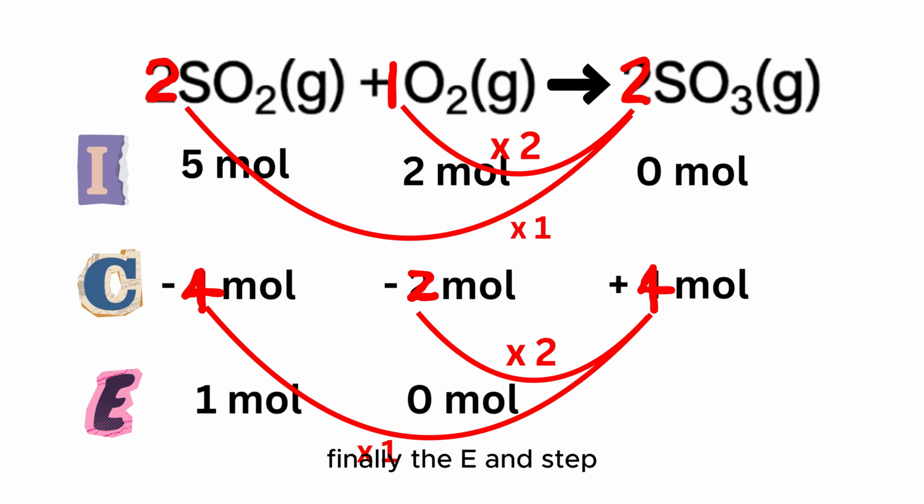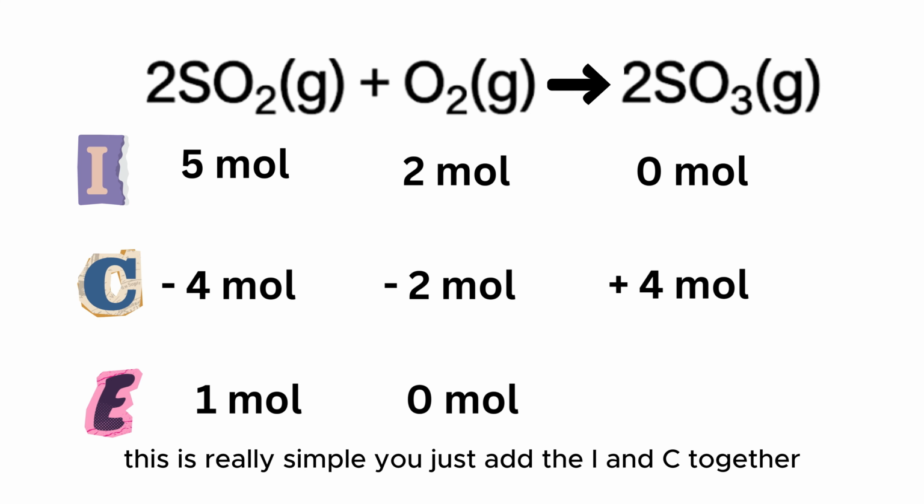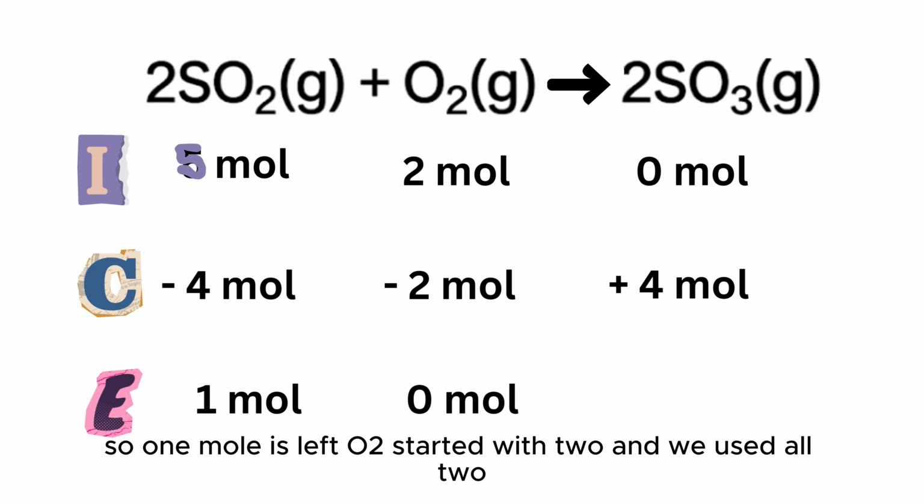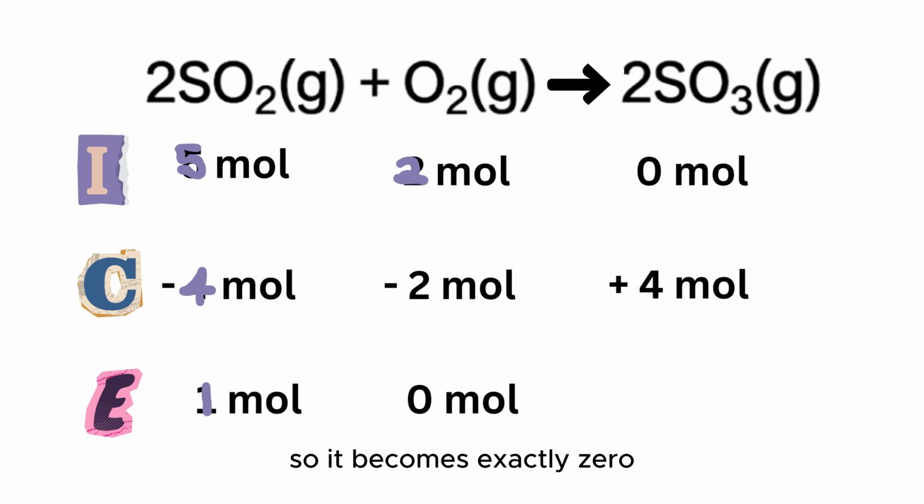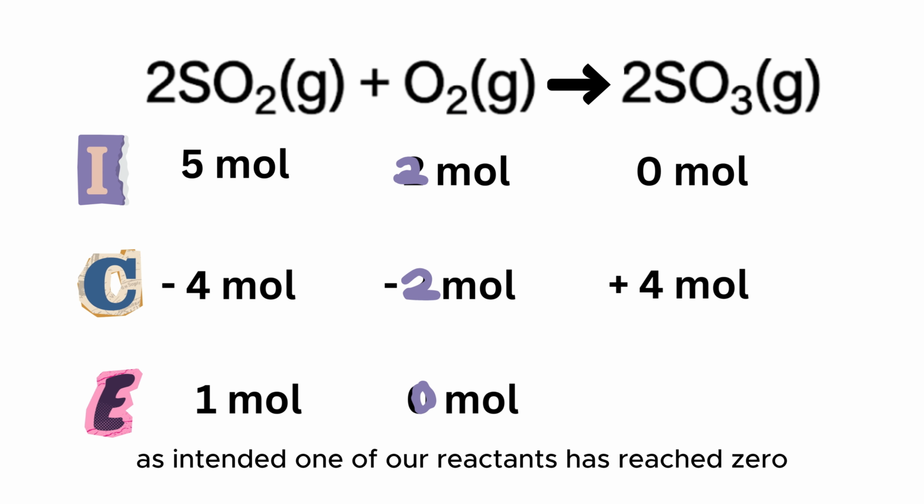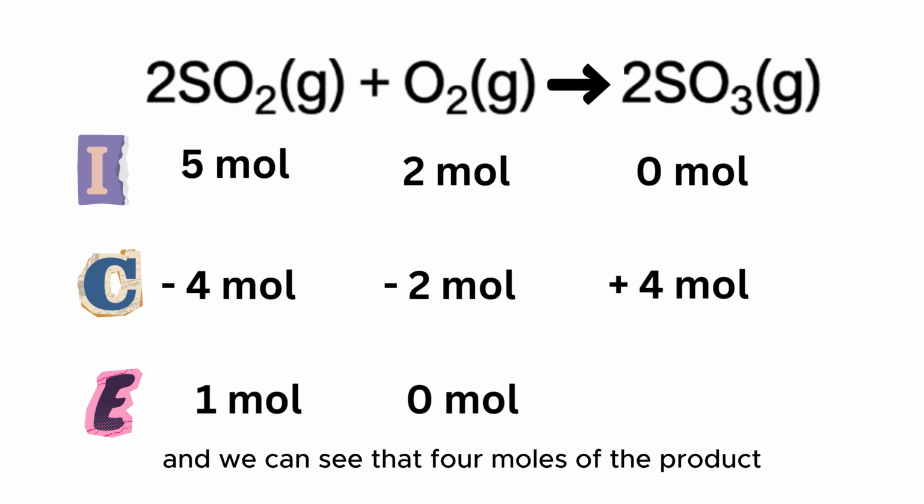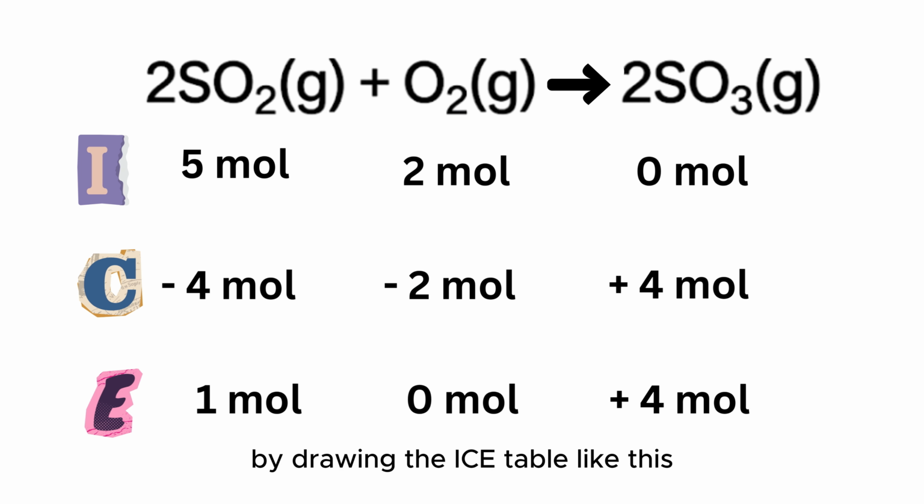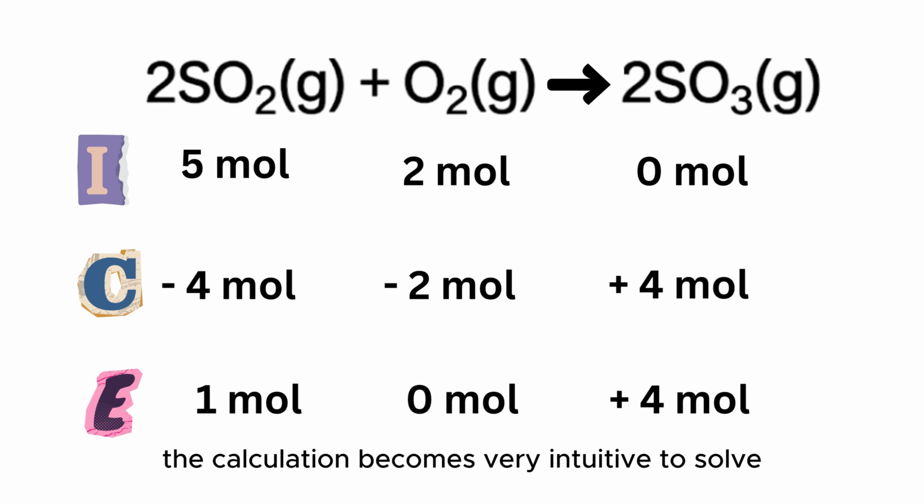Finally, the E, end step. This is really simple. You just add the I and C together. SO2 started with 5, and we use 4, so 1 mole is left. O2 started with 2, and we used all 2, so it becomes exactly 0. As intended, one of our reactants has reached 0, and we can see that 4 moles of the product, SO3, are finally produced. By drawing the ICE table like this and making one of the reactants 0, the calculation becomes very intuitive to solve.